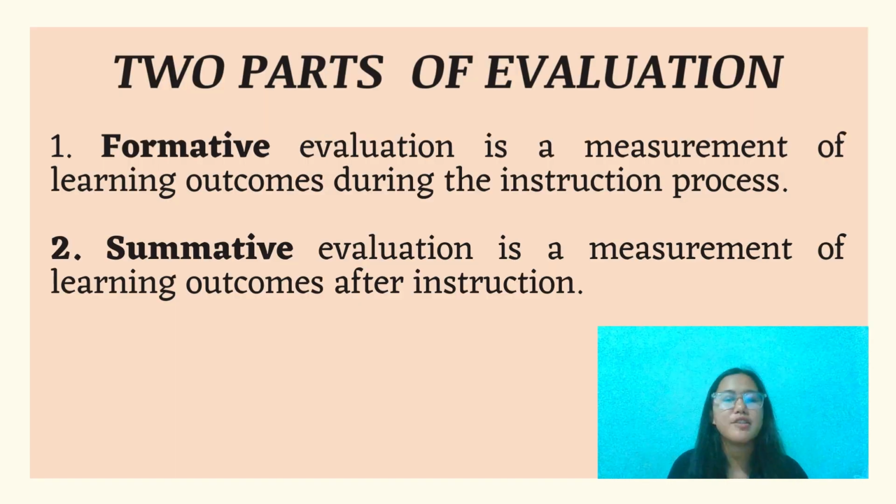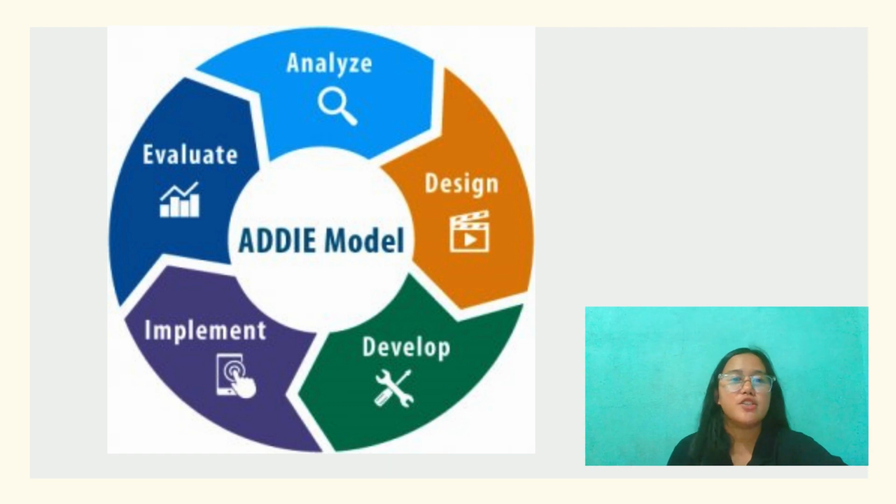Now, ongoing throughout the design process, evaluation has two parts. The first one is formative evaluation, which is a measurement of the learning outcomes during the instruction process. Formative evaluation determines the effectiveness of each stage, is used to monitor students' learning, and is used throughout all other stages. The next one is summative evaluation, which is a measurement of the learning outcomes after instruction. In summative evaluation, it is a process of gathering data following instruction in order to determine the effectiveness of the goal.